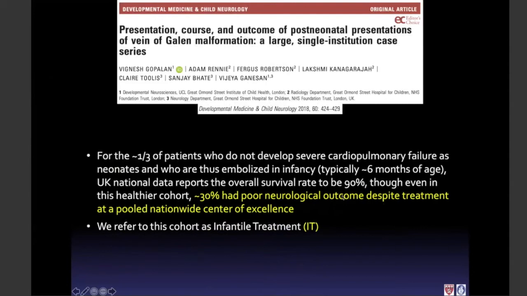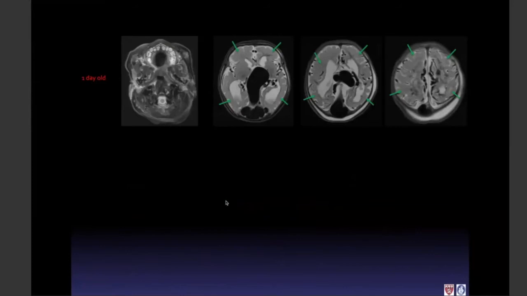About 30% have a poor neurologic outcome. So the numbers are really not as good as we would like to think. Let me just show you some cases.